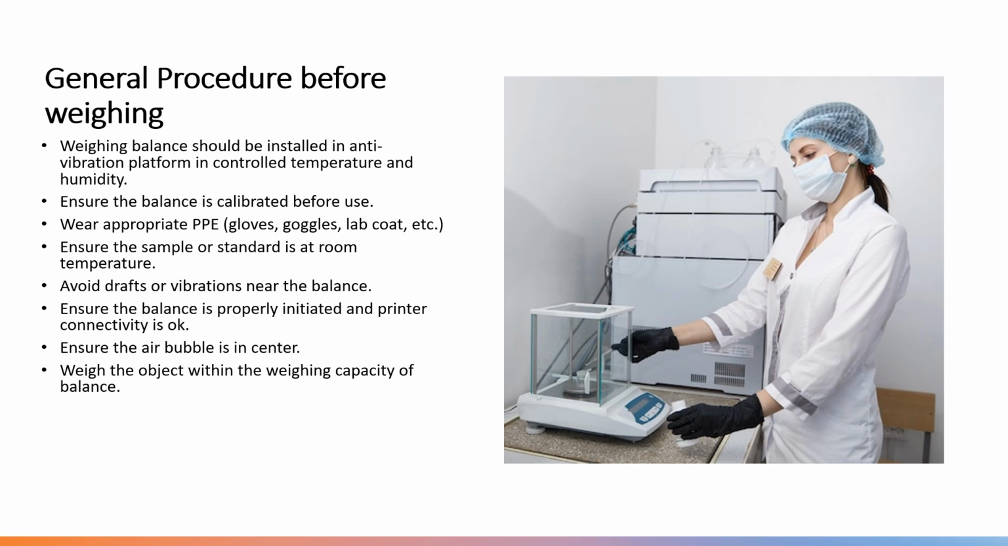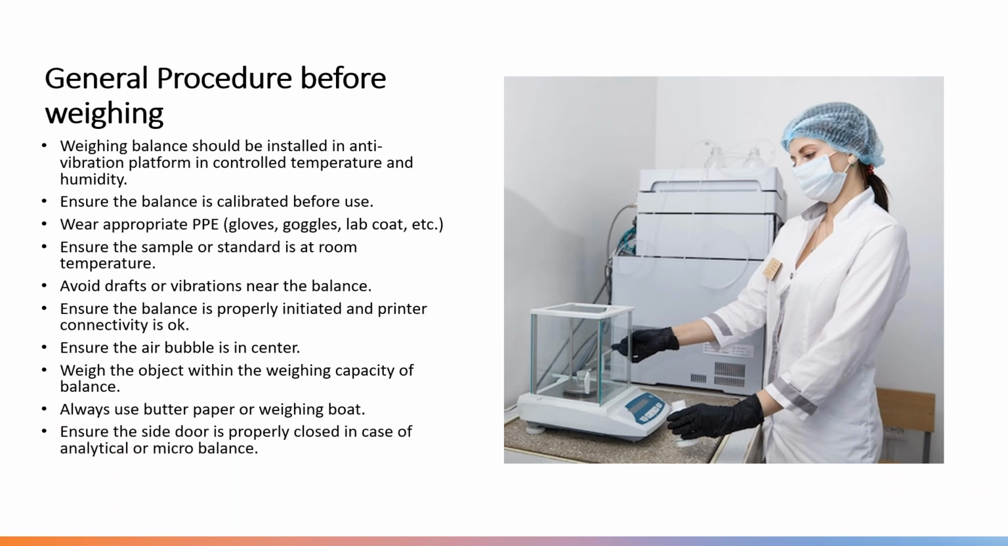Next, weigh the object within the weighing capacity of the balance. Right. So if your balance weighing capacity is 20 mg to 200 gram, then you need to weigh your samples or standard within that capacity or operating range, you can say. Next, always use butter paper or weighing board. So it should not be like you directly put your sample or standard over the pan of the balance.